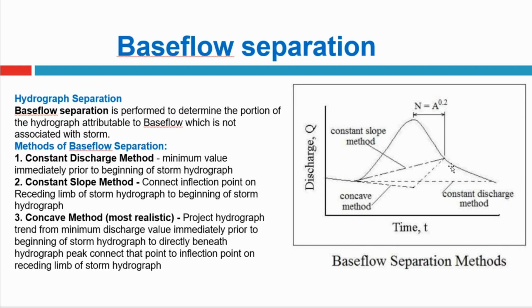Okay, so what we understand is the rising limb, the initial point of the rising limb, and then what we do is that we draw a constant discharge line. So from the point where the rising limb begins, we draw a straight line such that it goes and intersects with the recession curve. This is your rising curve, this is your falling curve or recession curve.